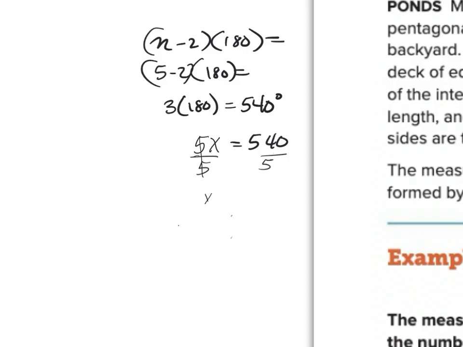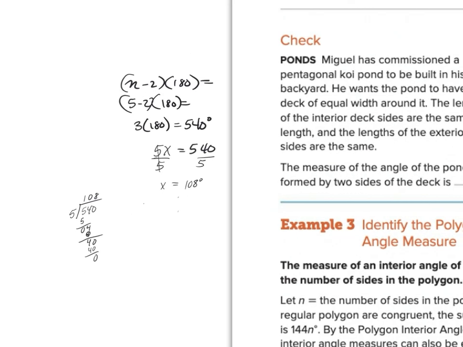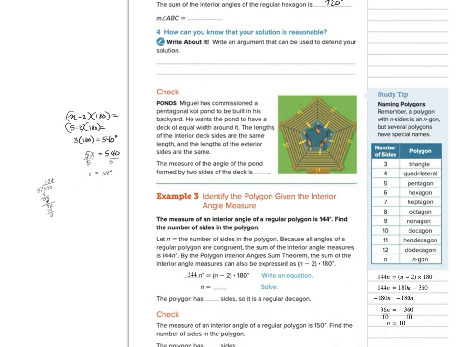So again, x is equal to 540 divided by 5. It's 1, right? 5, 0, bring the 4 down, that's a 0. 108, right? So 108 degrees is the measurement of that angle. Those two sides form a 108 degree angle.